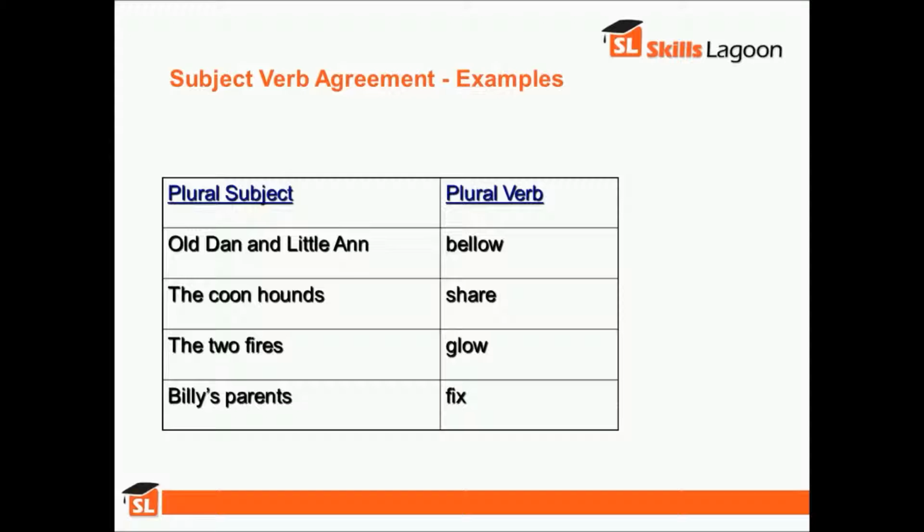Examples of plural subjects and the verbs: if we add to Old Dan, Little Anne, so Old Dan and Little Anne, now it would be a plural verb. Bellow, the coonhounds, multiple hounds are there, they share. The two fires, they glow. Billy's parents fix.